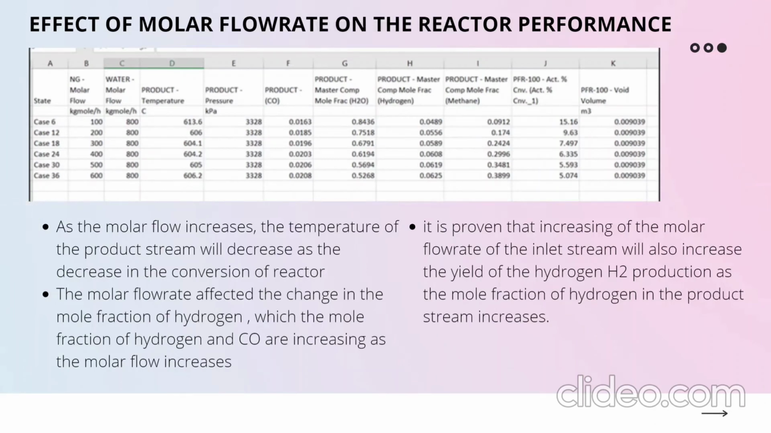The range of molar flow rate was set to be 100 to 600 kmol per hour for natural gas, while 300 to 800 kmol per hour for water, with a step size of 300 kmol per hour. The inlet molar flow of natural gas and water was set to be the independent variables, while the pressure, temperature of product, component mole fraction, conversion at SMR process at PBR01, void volume, and molar flow rate of the reaction at the product stream were set to be the dependent variables. Now, I will proceed to the conclusion.